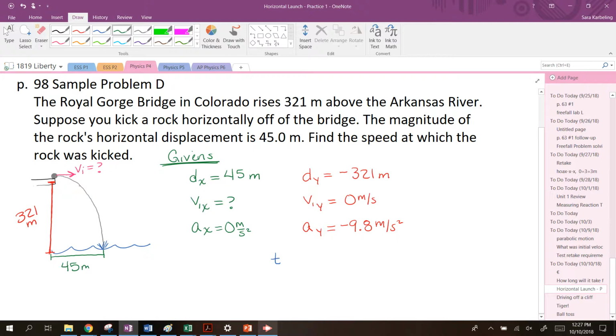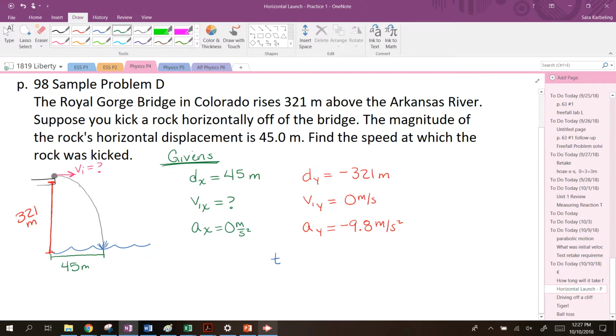Okay. 99% of the times when you solve a projectile motion problem, you're going to use the y stuff to solve for x, or the x stuff to solve for y. And the thing that ties it all together is the time, because the time is the same.